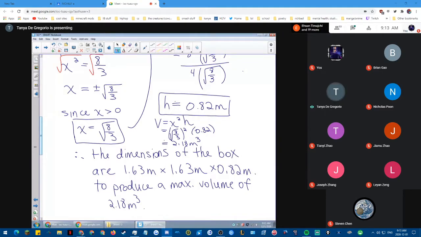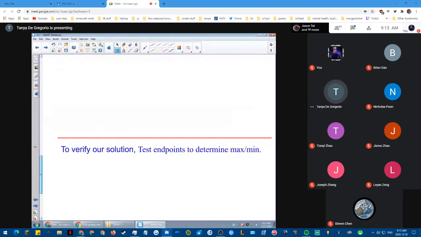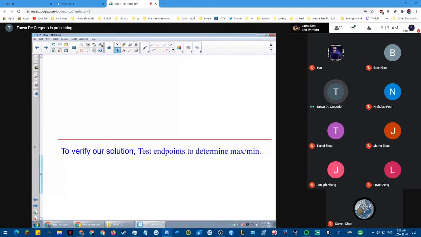Okay, so you don't normally, like I said to you, with volume and surface area, you're not usually going to have to state restrictions, but I'm going to show you how to do it anyway for this one. So to verify our solution, test endpoints to determine the max or the minimum. So let's find our restriction. Well, one restriction, because it's length, we know x is always going to be greater than 0. So that's nice and easy.